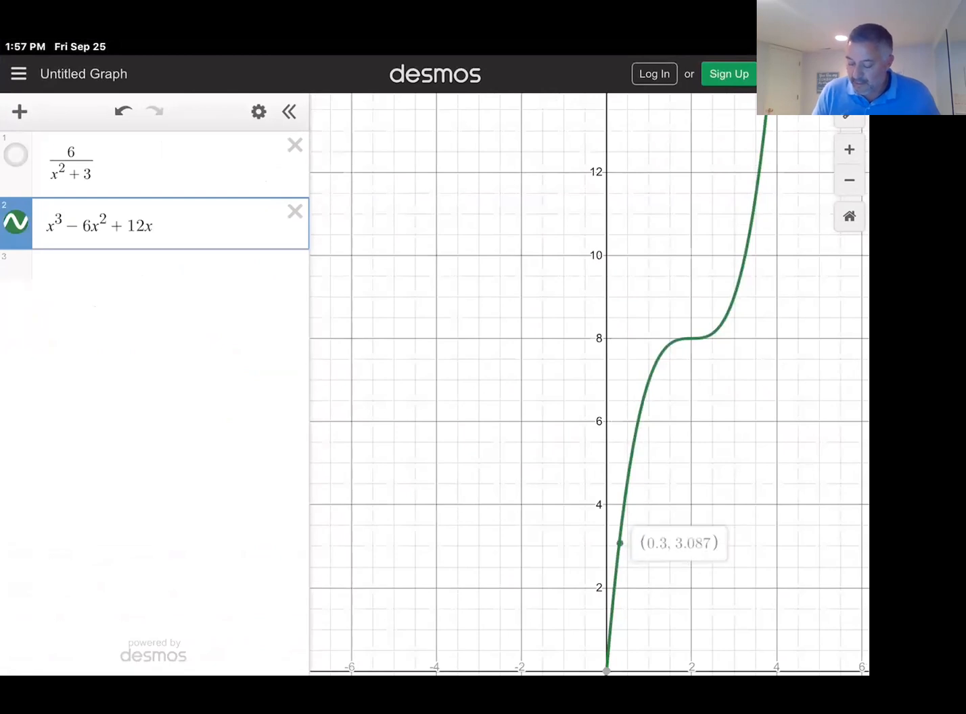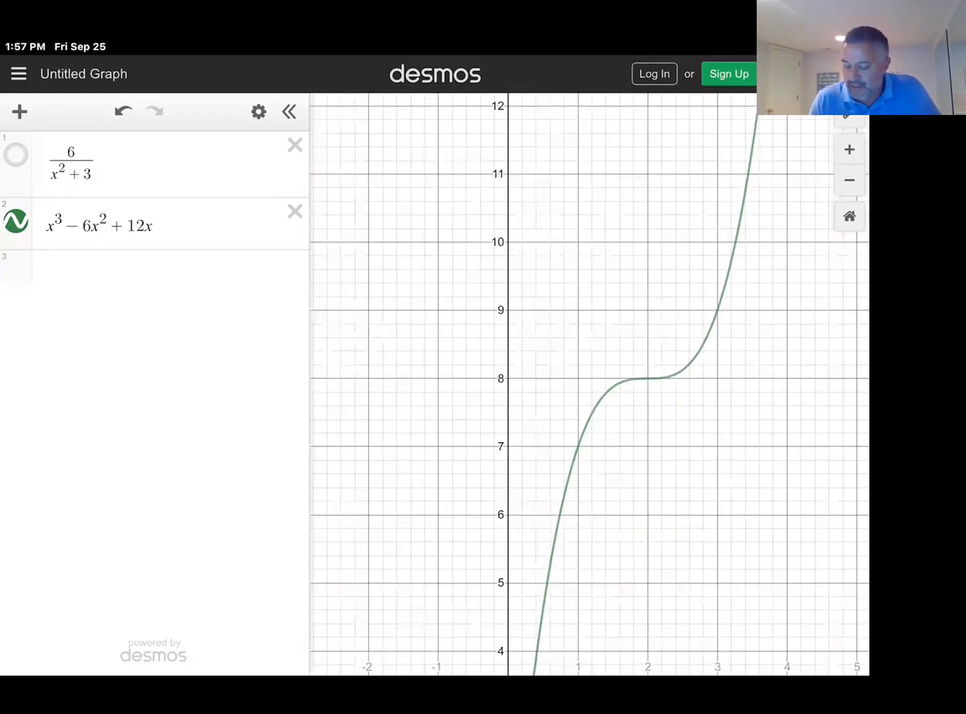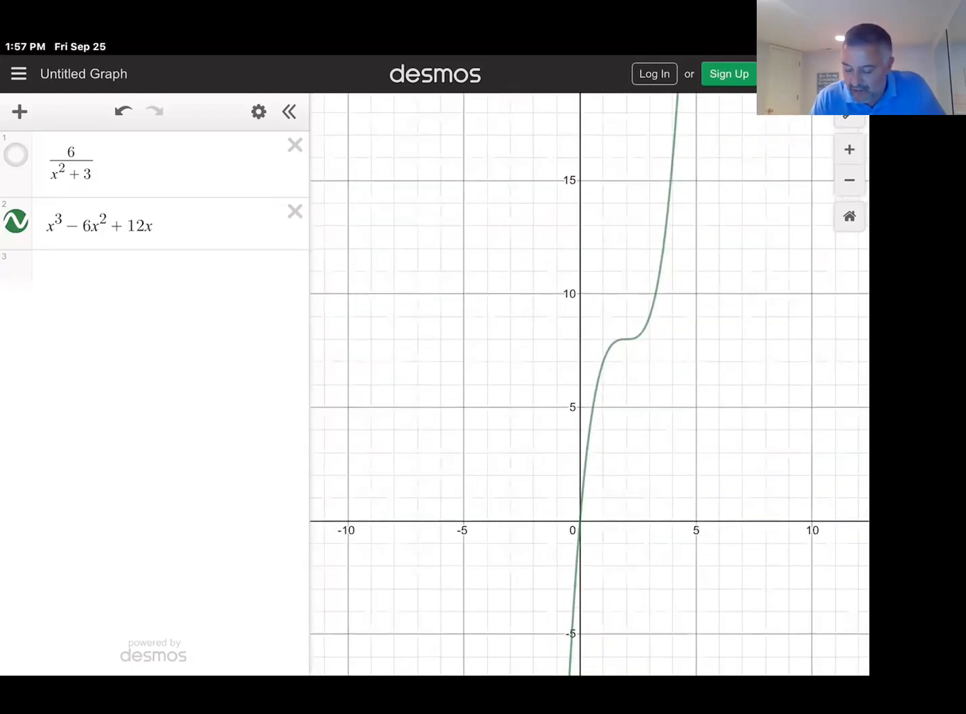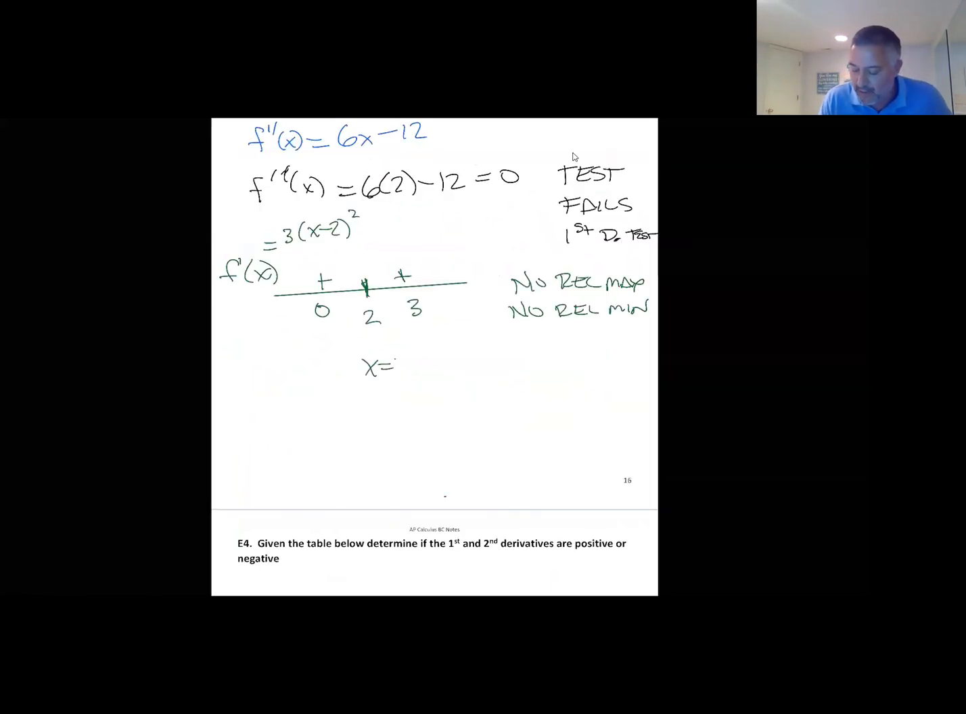So, if I can get a point, and I trace, I am concave down up to 2, sorry. I'm concave up after 2. And you can see that my derivative is always positive, except at this one point, where it is 0. My concavity changes, so x equals 2 is simply a point of inflection.